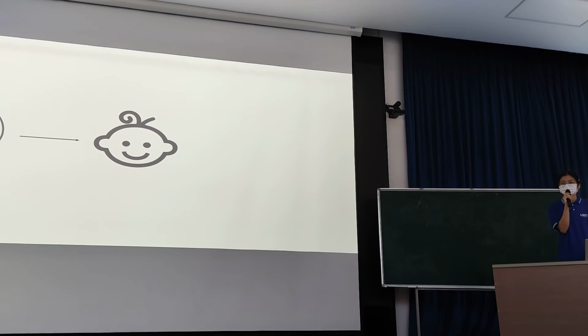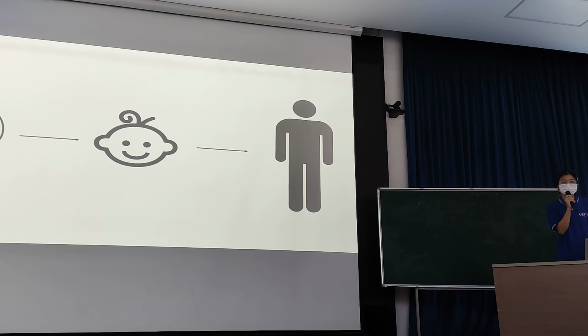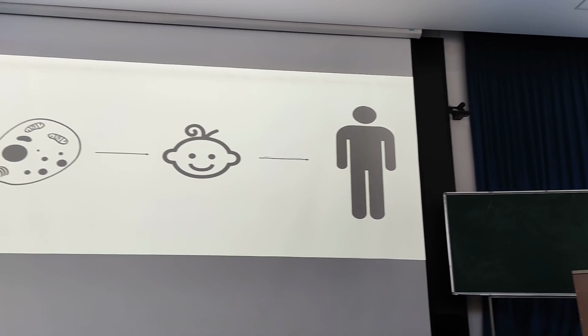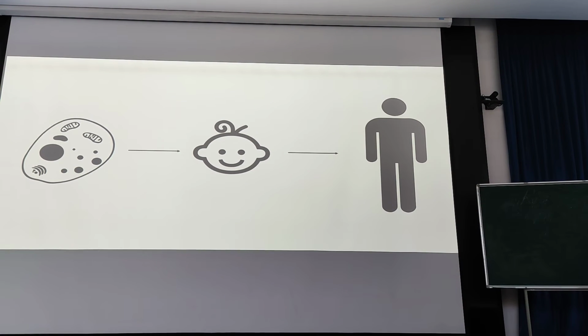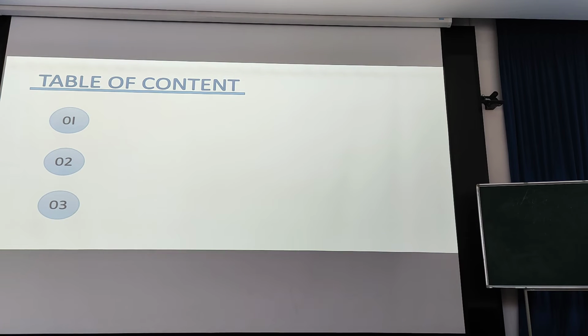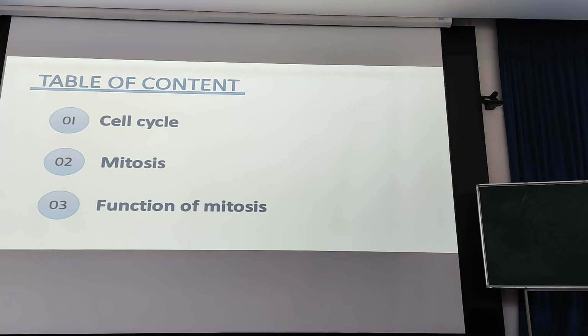So how does that cell become a baby, and how does that baby become a human? To find the answer, next slide. My presentation has three parts. The first one is the cell cycle, the second one is about mitosis, and the final is the functions of mitosis.